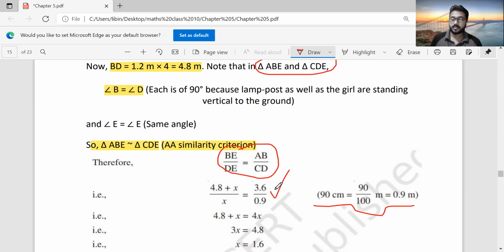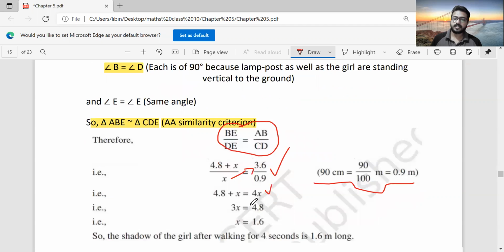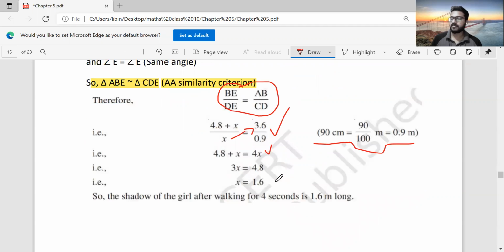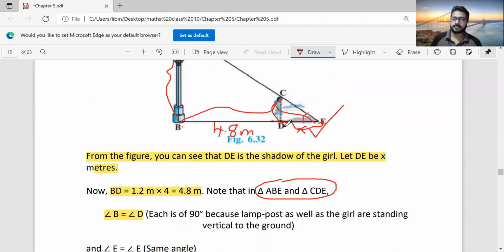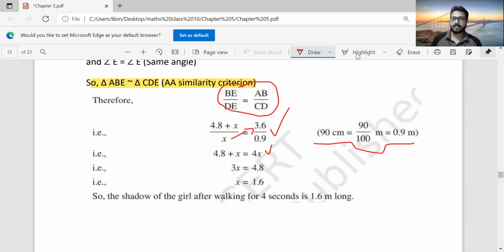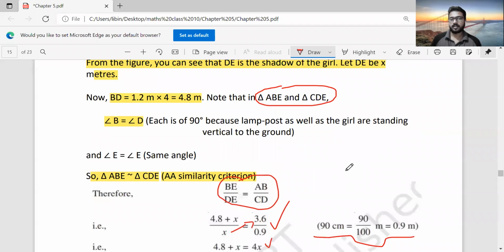You can see that 3.6 by 0.9 will give you 4, and this X is taken here. So 4.8 plus X is equal to 4X. Now we can see that 3X is equal to 4.8. Therefore, X is equal to 1.6. What is X? That is DE. So we can say that the shadow of the girl after walking 4 seconds is 1.6 meter long.